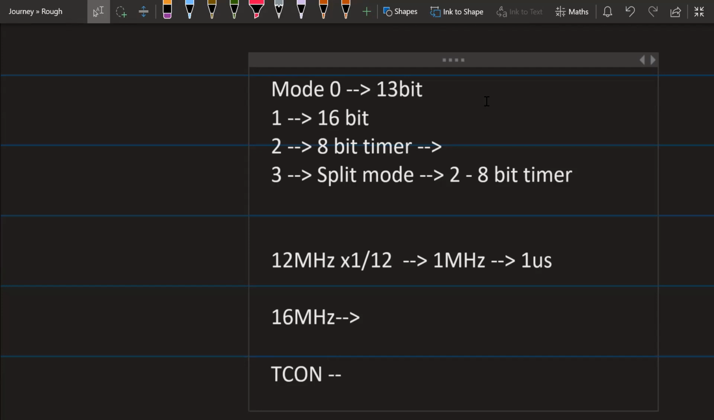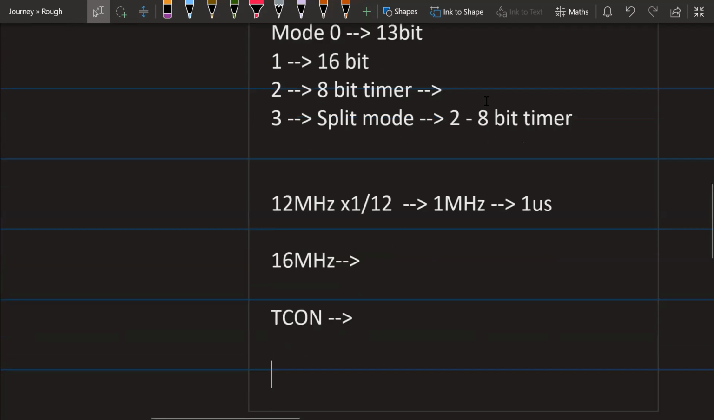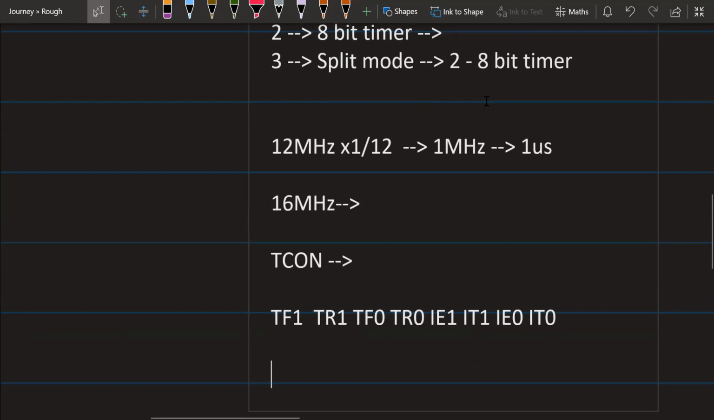In the same way, we have the TCON register, the timer control register. In that, the MSB is TF1, then TR1, TF0, TR0, IE1, IT1, IE0, IT0. TF1 is the timer overflow flag.